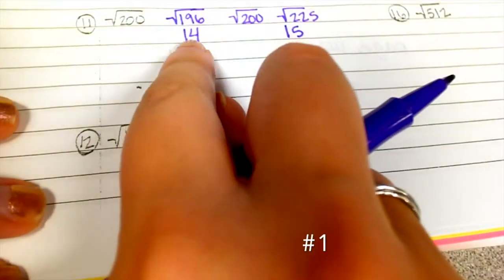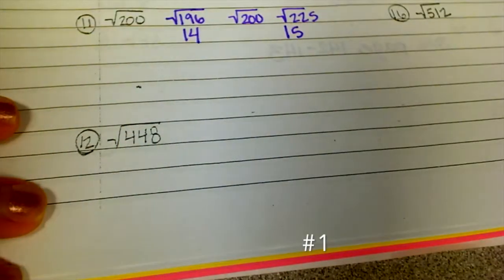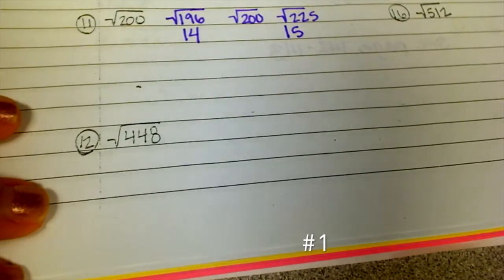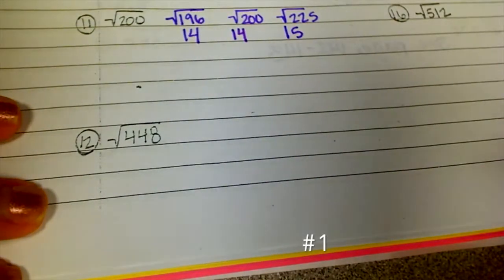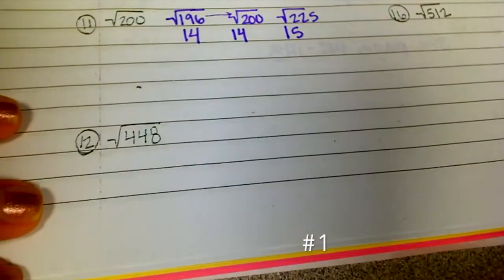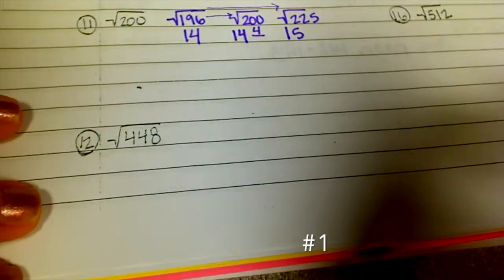What whole number goes with our square root of 200? 14. Now we start working on the fraction. How far is 196 to 200? 4. And how far is 196 to 225? 29.